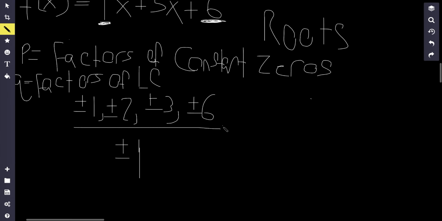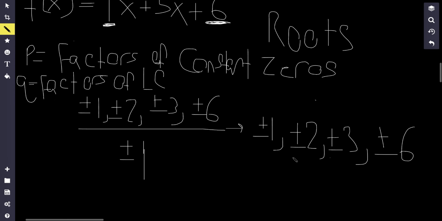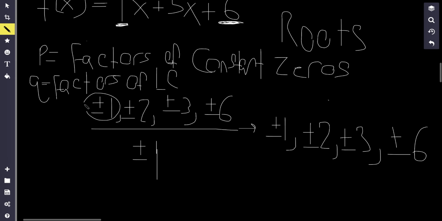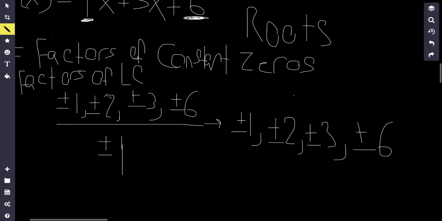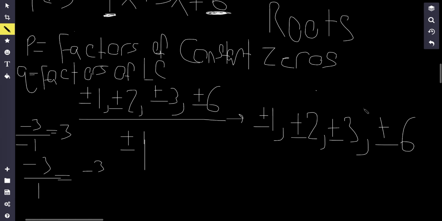And actually, I can simplify this. So all of this simplifies out to just plus or minus 1, plus or minus 2, plus or minus 3, and plus or minus 6. Because if you divide plus or minus 1 by plus or minus 1, you either get plus or minus 1, right? And then the same goes with all these other terms. You can divide -3 by -1, you get +3, or you can divide -3 by +1, and you get -3, right? So it's going to be plus or minus 3.